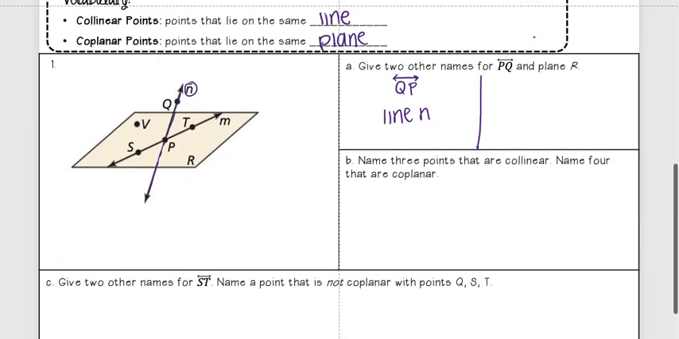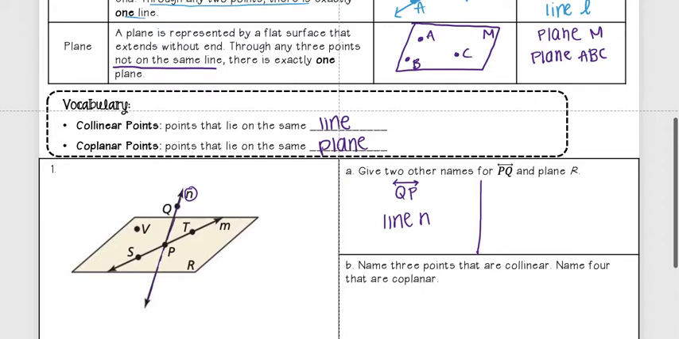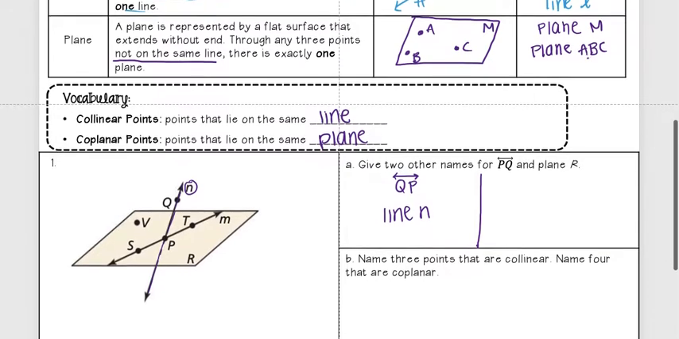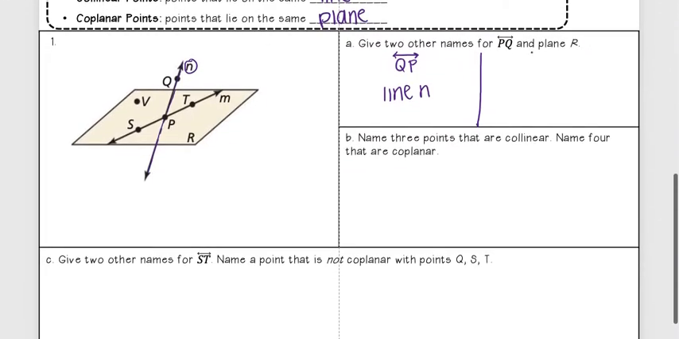Okay, now for plane R, if we look back up here, we can also just take 3 points on the plane that are not on the same line. So that means for plane R, I can take 3 points. So let's say SVT, I can call this plane SVT. Or another 3 points I can do are PVS. Now again, notice I did not do ones that are in the same line. So I could not do plane SPT. That's because these are on the same line. That would not be valid.